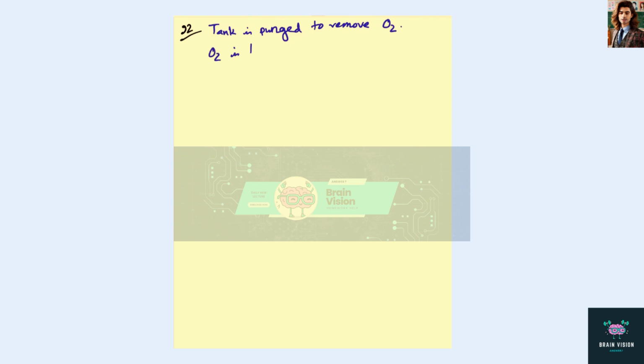So oxygen is the necessary component of hydrocarbon combustion. So the tank is purged to remove oxygen. So when the fluid is added, there is lower chance of ignition.